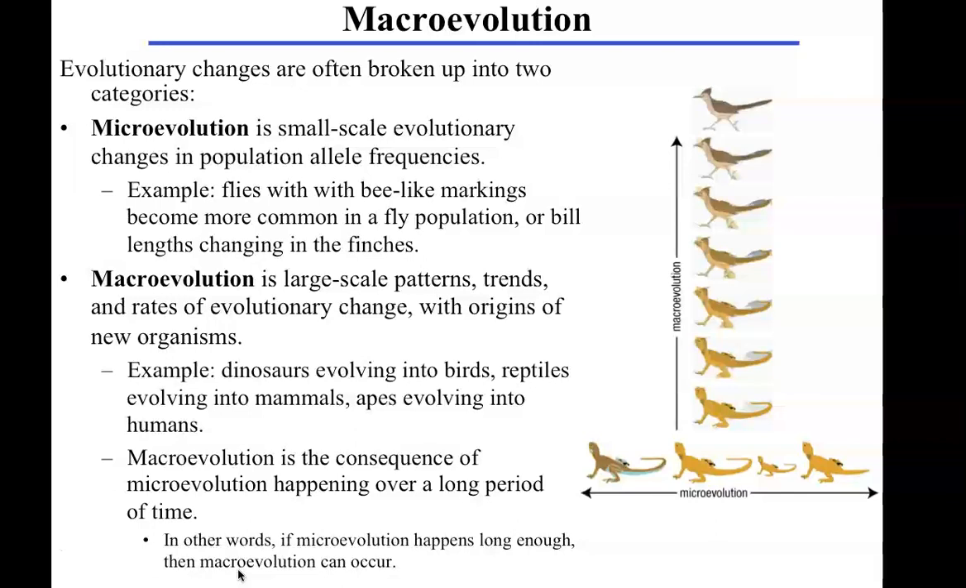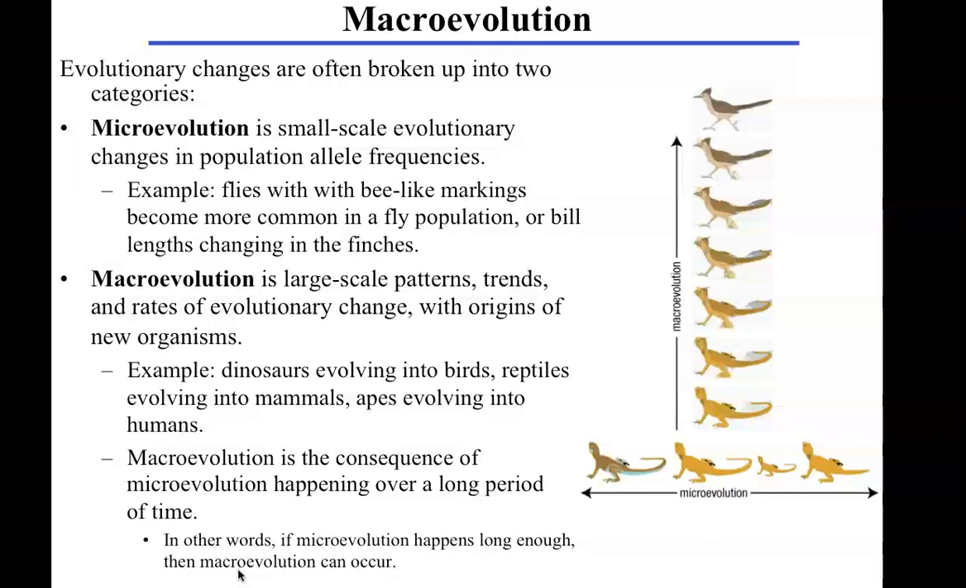Macroevolution is something we'll talk more about in upcoming lectures, and macroevolution is more large-scale evolutionary changes. I've talked a little bit about dinosaurs evolving into birds, so this would be an example of macroevolution. Like a dinosaur that has feathers, and then more feathers, and then feathers with wings, and then losing teeth, and so on. Those are big changes over a long period of time, and that would be macroevolution.